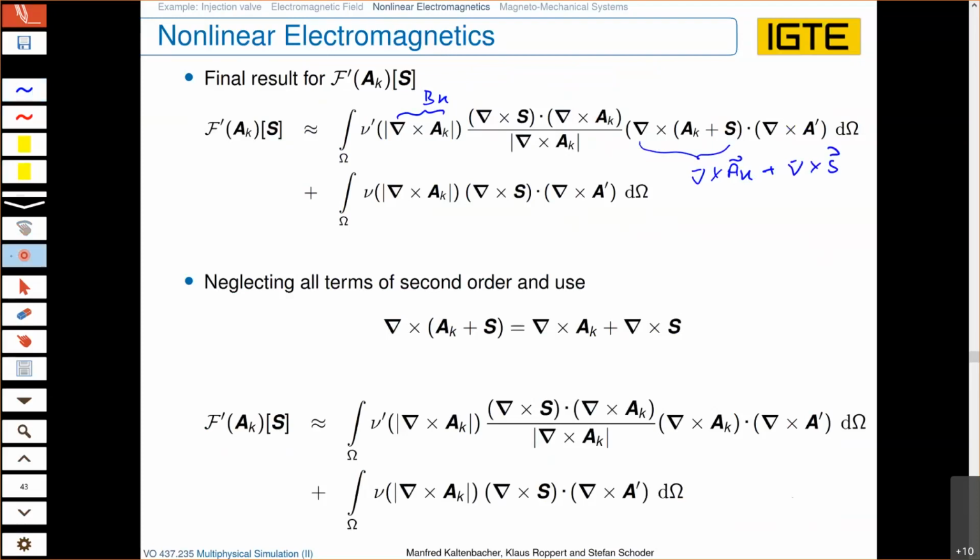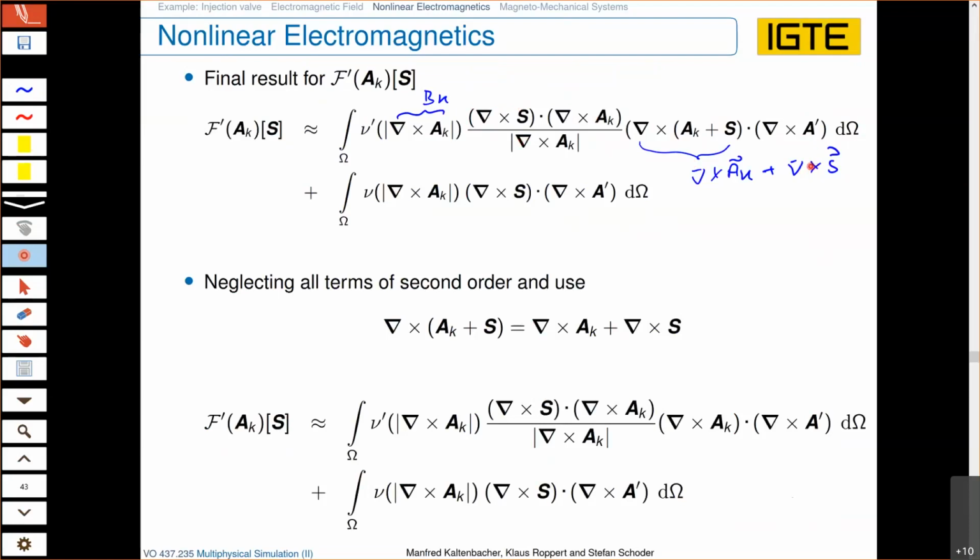But what we should not forget is that we have within this long term here the curl of s, and we have here the curl of s. So this is again a second order term which we can neglect because we just need to take into account all terms up to first order. So therefore we can also reduce this complex term by neglecting the terms where the curl of s with the curl of s is computed within a dot product.